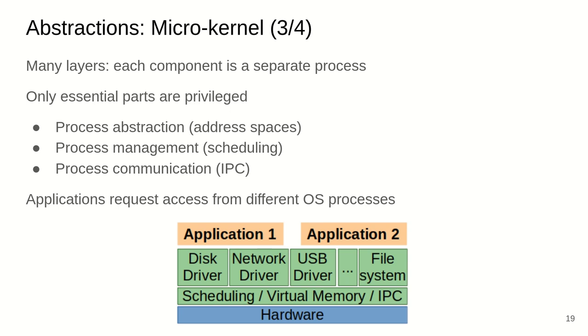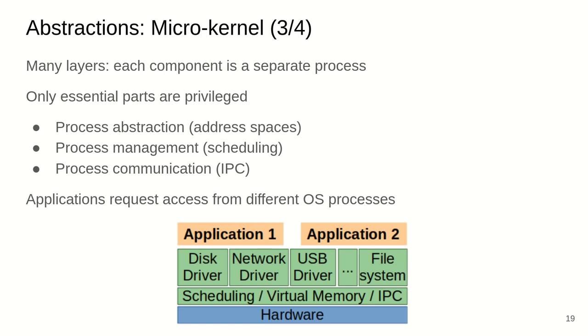Micro-kernels further break systems and kernels into small individual components. Here there's a lot of different layers, right? Each component is a separate process. There's somewhat of a core operating system that implements scheduling, virtual memory, and IPC. These are the core features that are implemented, and only these core features have direct access to the hardware. On top of these systems, there's a set of user space processes and daemons that implement the disk driver, the network driver, the USB driver, file systems, and whatnot that communicate with each other.